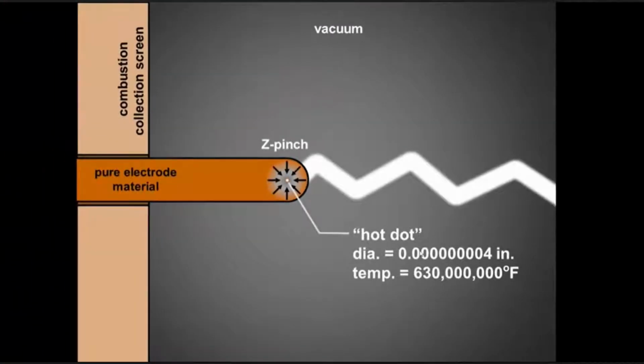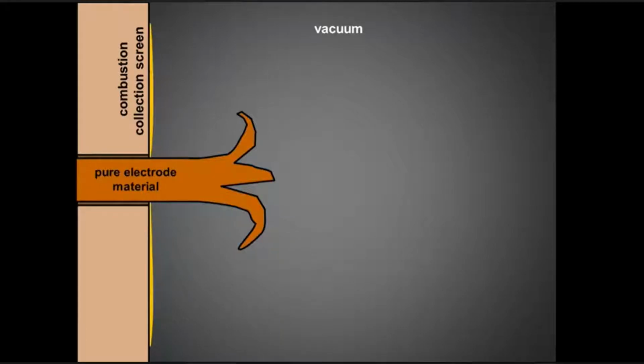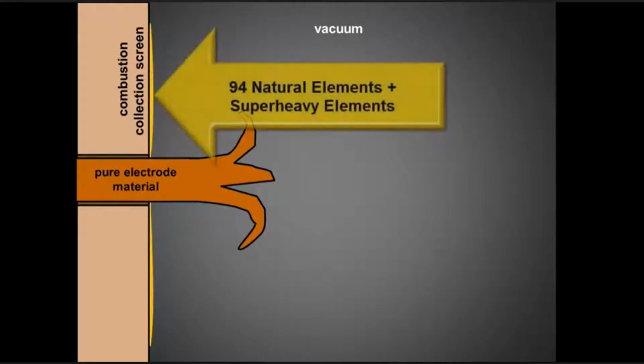Because the point is so small, temperatures in the hot dot reach a staggering 630 million degrees Fahrenheit. The imploding nuclei within the hot dot merge into unstable super-heavy nuclei. The dot then explodes, producing a flash of light, gamma rays, X-rays, and many nuclei fragments of all sizes that repack into the more stable 94 or so "naturally occurring" elements and isotopes, plus some super-heavy elements that last for several months before decaying.